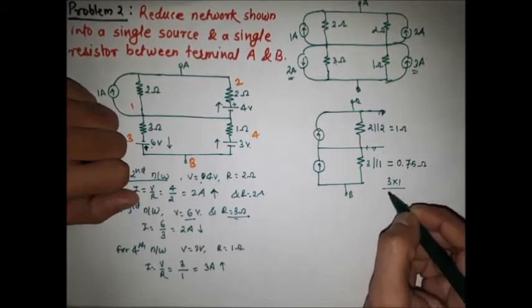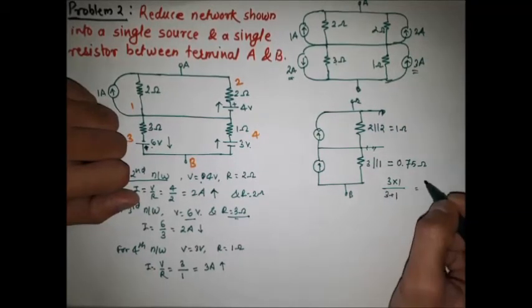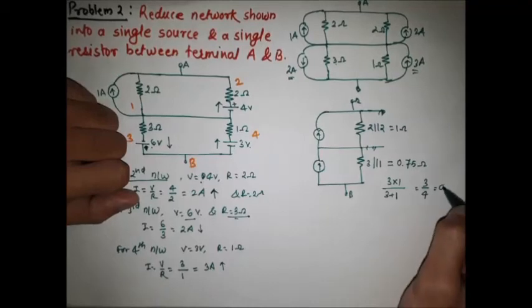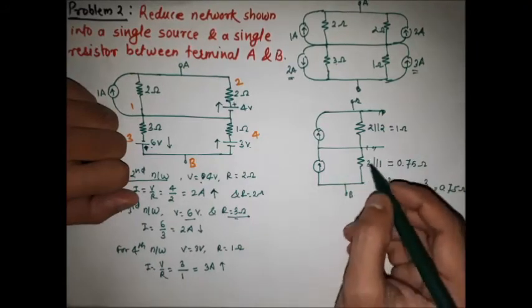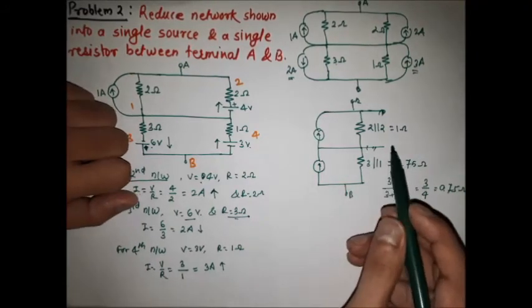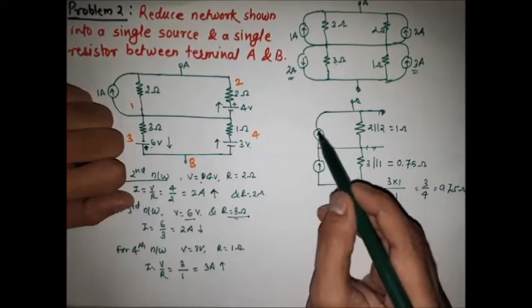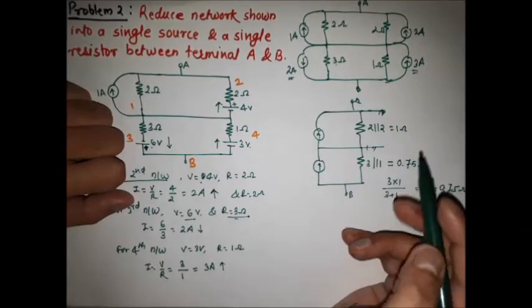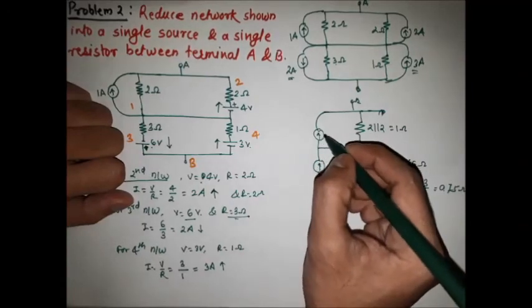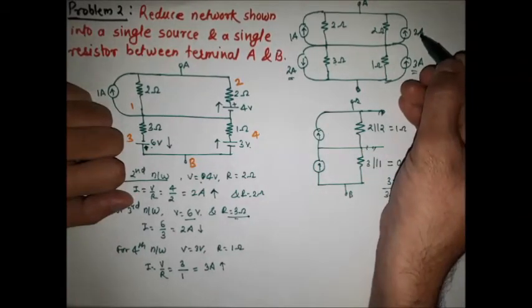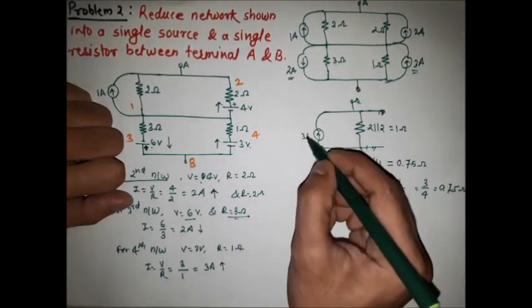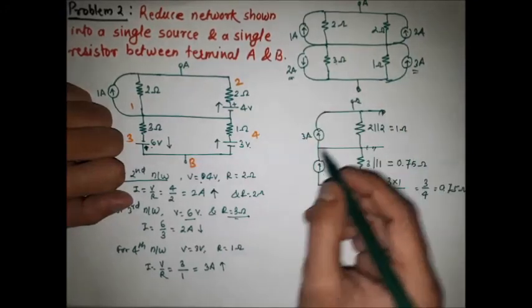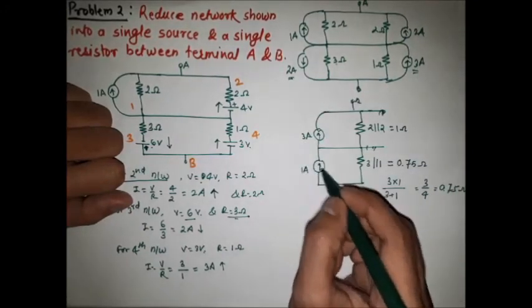How are we finding the parallel combination? It is simply 3 into 1 divided by 3 plus 1, which is equal to 3 divided by 4, which is equal to 0.75 ohm. This is the parallel combination. Similarly here, we are replacing this parallel combination of resistance and current into voltage sources. So this current is the addition of the two currents, 2 ampere and 1 ampere, it is 3 ampere, and here it is the subtraction, so 3 minus 2 is 1 ampere.